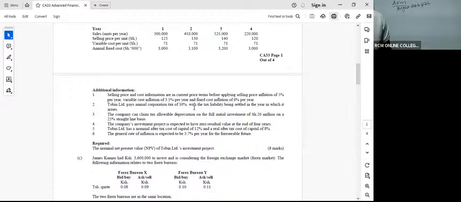Let me stop the sharing now. 8 marks for free, guys. Here the examiner was wishing you guys, those who sat for this, a success. Very simple, NPV.